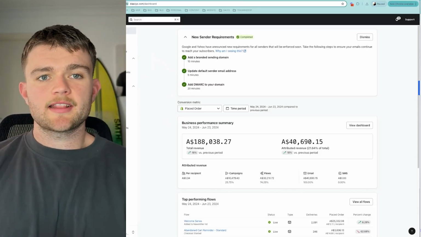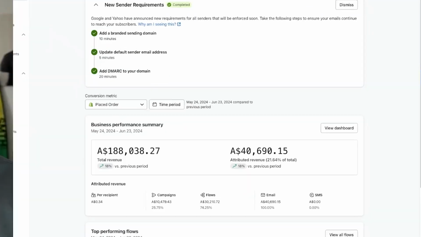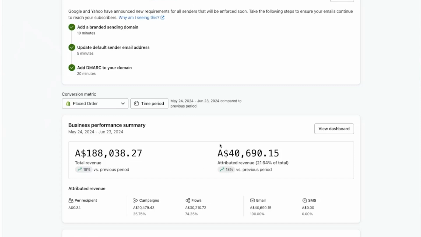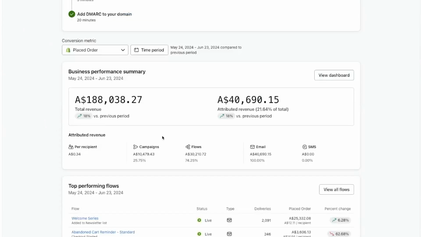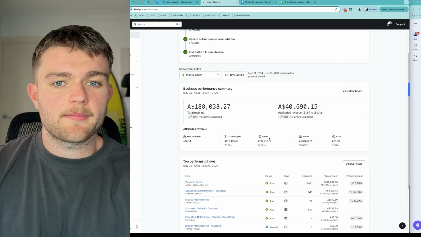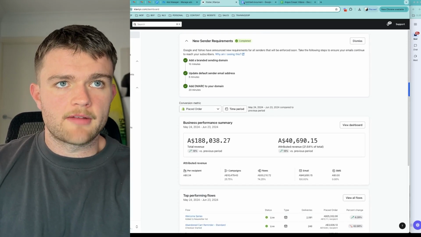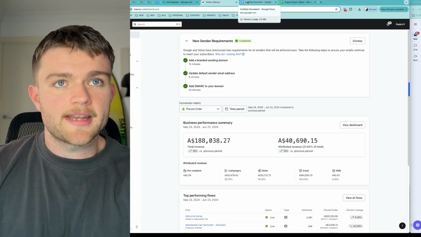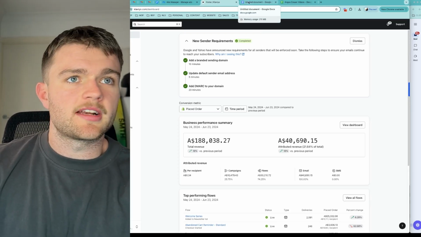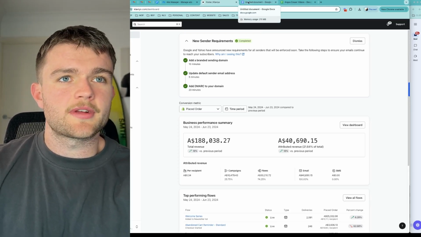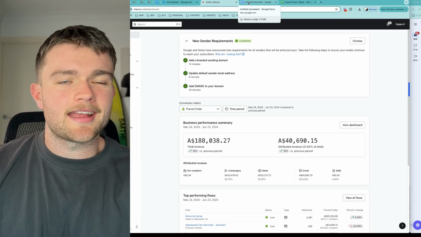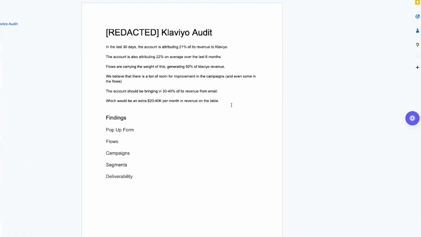All right, so the first thing that needs to be looked at is always going to be the home tab. So we want to look at the total revenue, the attributed revenue, the breakdown between the campaigns and the flows, and any particular flows that are performing well. I've made some initial notes on this already. Obviously, I dived into the account just before starting this video to make sure there was nothing drastically wrong and I wasn't breaking any NDAs. But these were my initial notes.